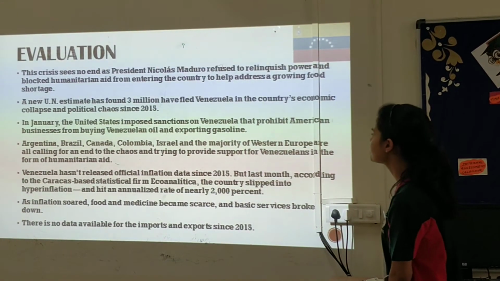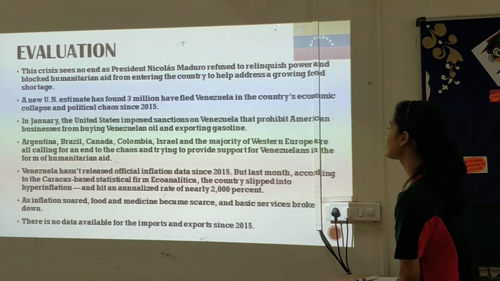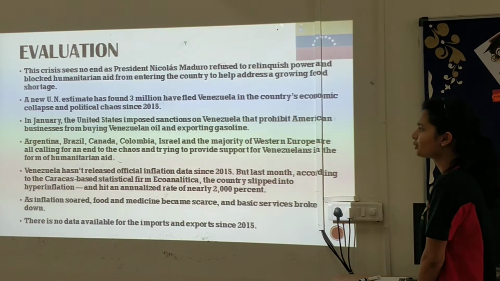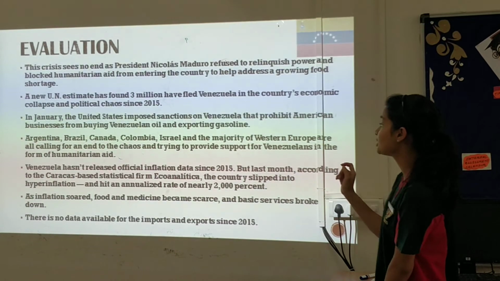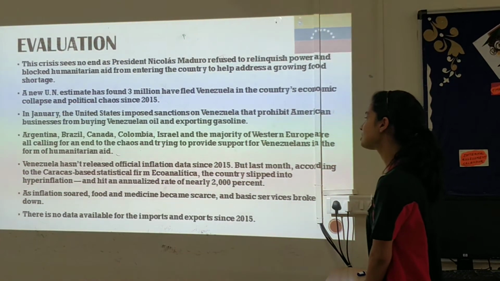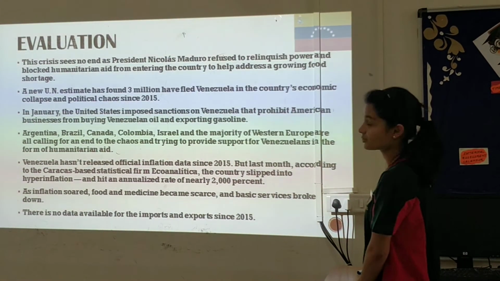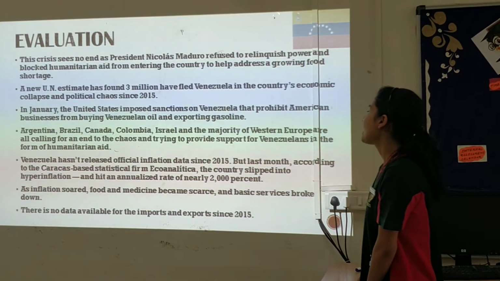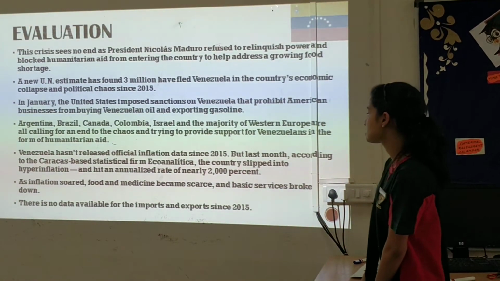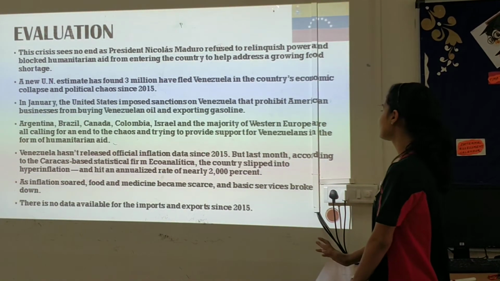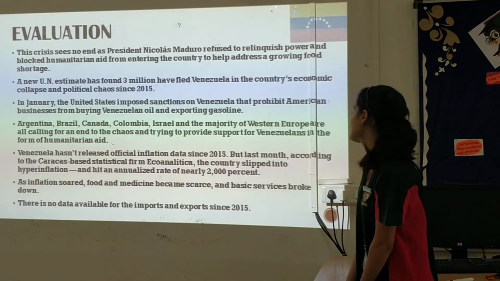humanitarian aid. Venezuela hasn't released official inflation data since 2015, but last month, according to a private statistical firm, the country slipped into hyperinflation and has an annualized rate of nearly 2,000% inflation. As inflation soared, food and medicine became scarce and basic services broke down. There's no data available for the imports and exports since 2015.